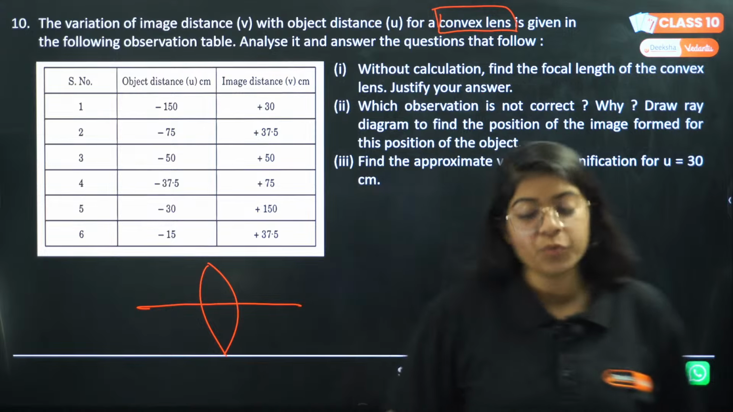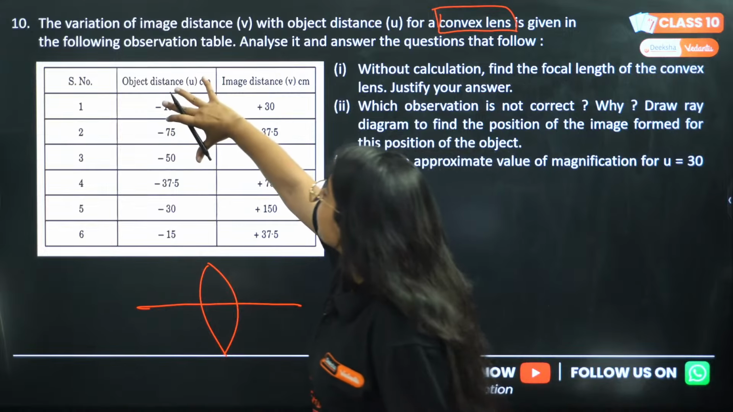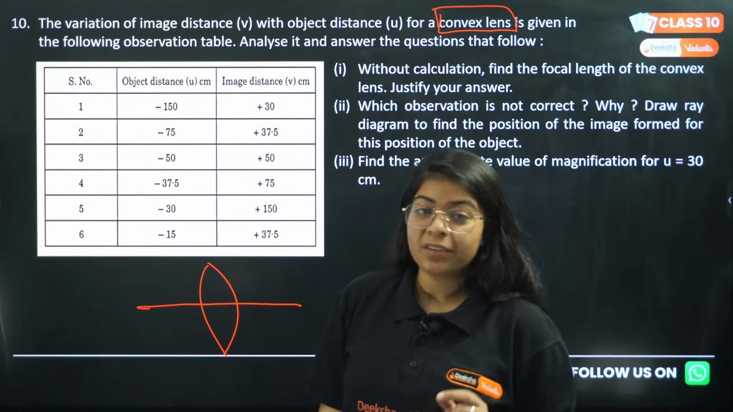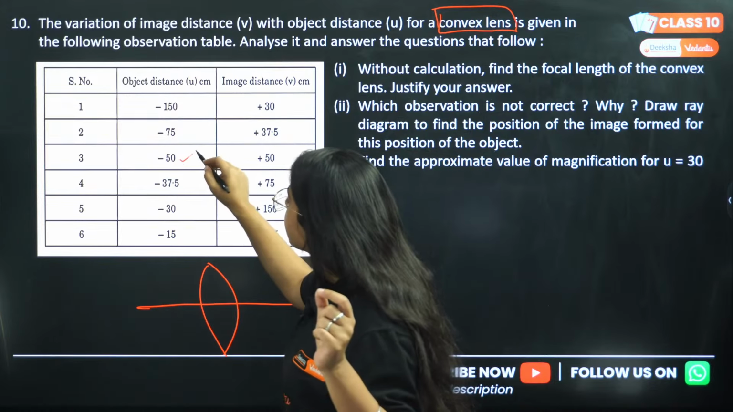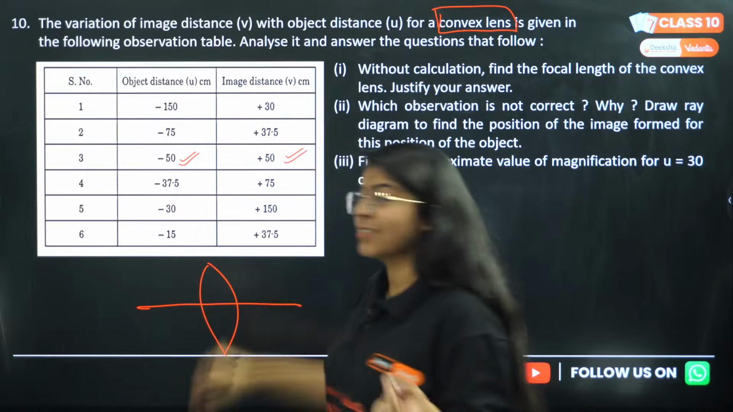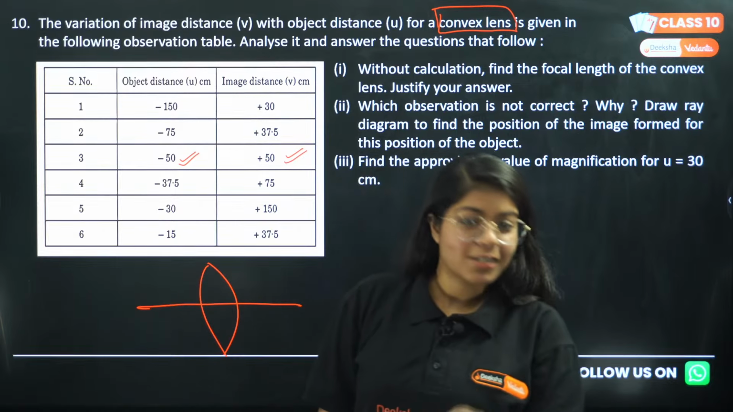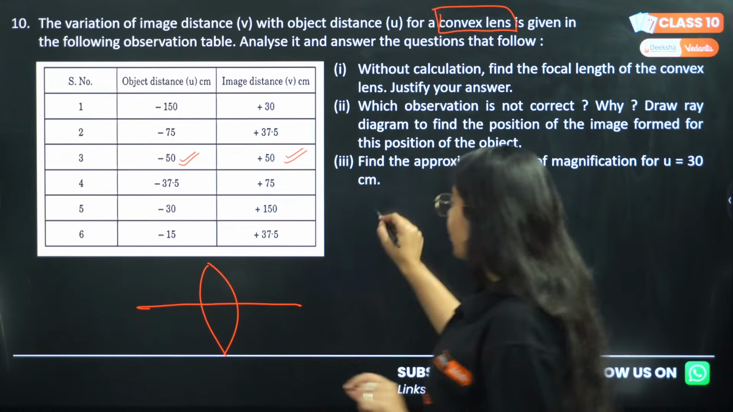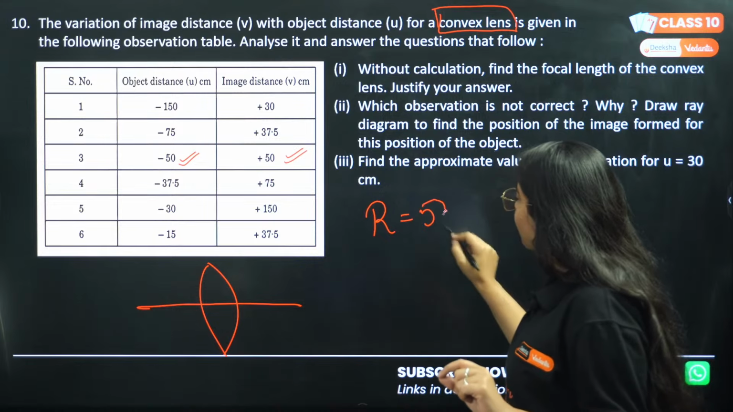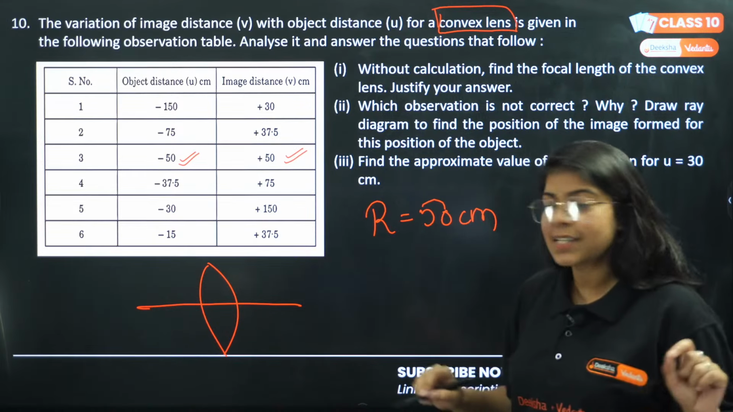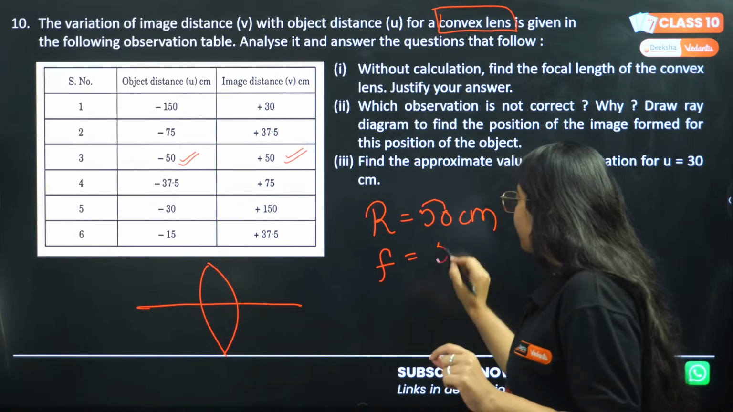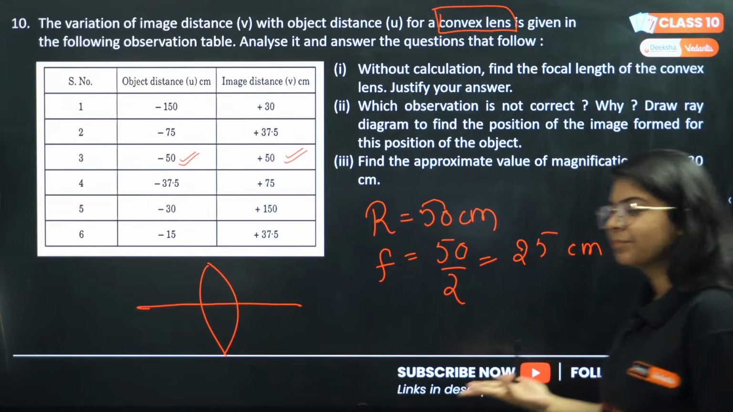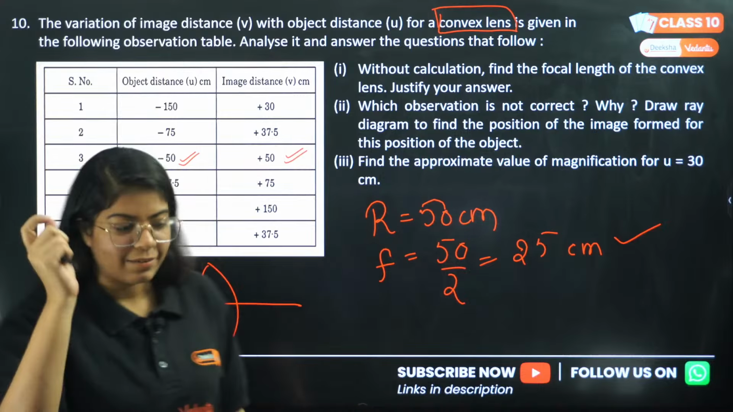So what you have to do basically is, you have to see, this is my object distance, this is my image distance. Read everything carefully, then you will realize that in this case, the object distance and image distance is same. So if object distance and image distance is same, that means the object is at where? It is at center of curvature. So if my center of curvature is 50 centimeter, then my focal length will be what? 50 divided by 2, that is 25 centimeter. Correct? No need for calculation, just a clever brain. Okay?